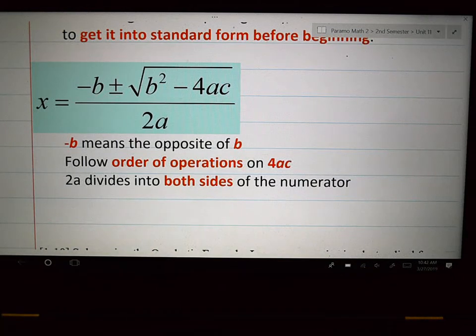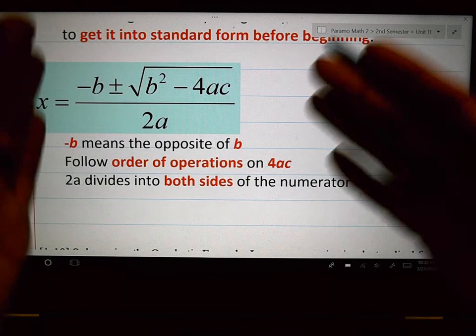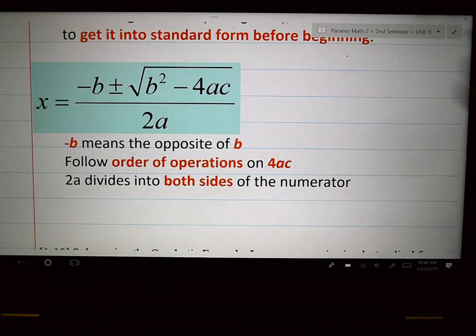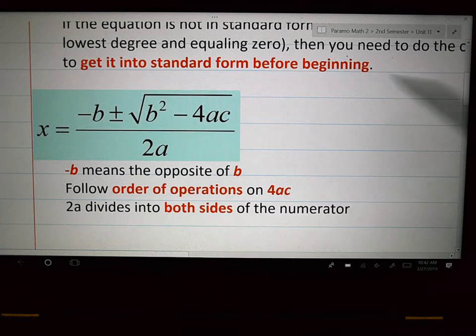It's a lot easier eventually if you keep saying it over and over again. Eventually it'll stick in your brain. And so what we do with this is we use it to find places where it crosses the x-axis. We just make sure it has to be in standard form before we start.